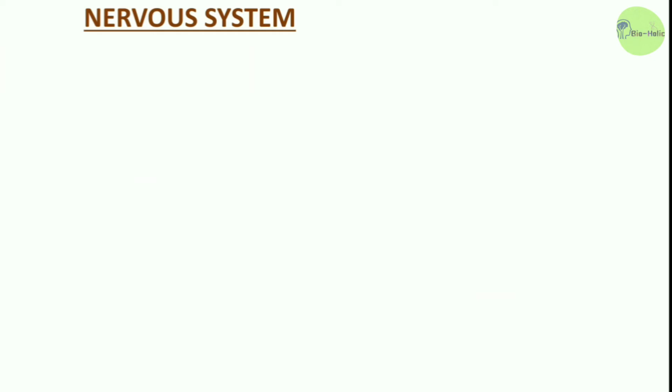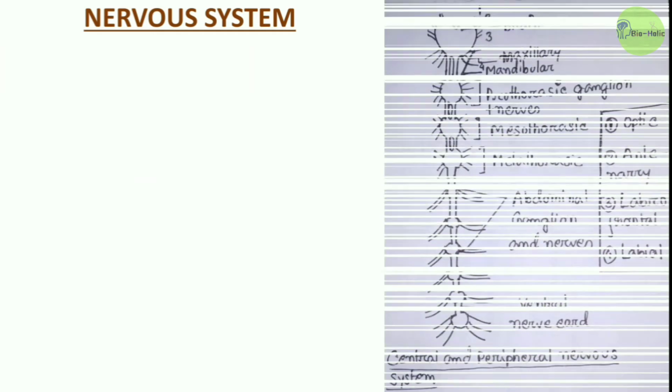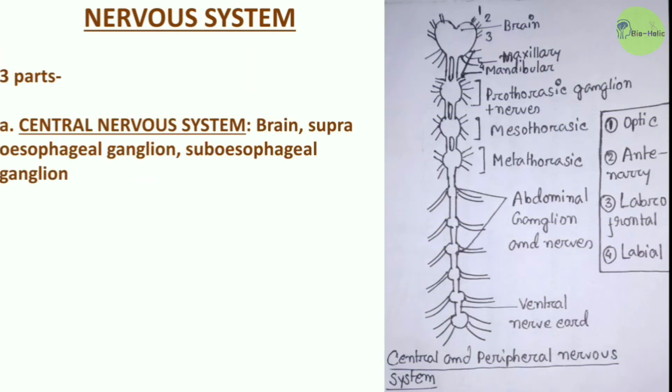Now let's move on to the nervous system of the cockroach. It has mainly three parts. The central nervous system consists of the brain or supraesophageal ganglion. The brain gives off a pair of short, stout cords, the circumesophageal connectives, that encircle the esophagus and pass downwards and backwards over the subesophageal ganglion that is situated below the esophagus.